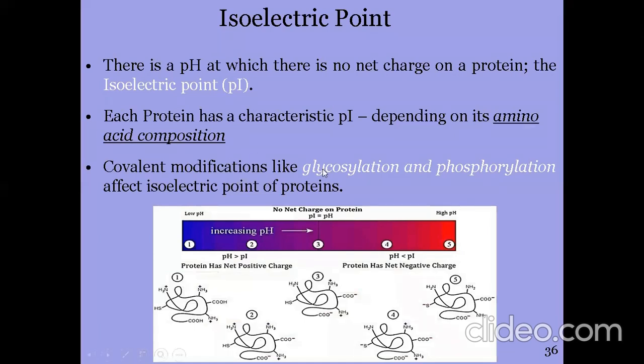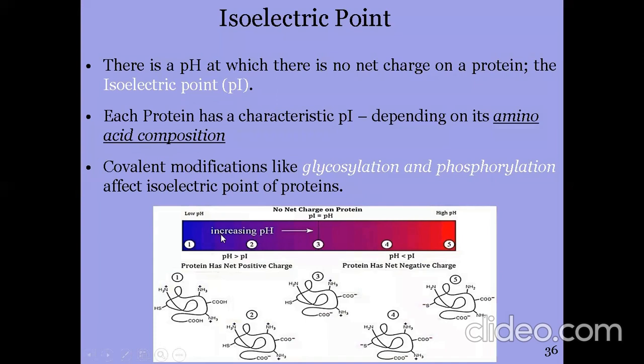So initially, in the first stage, the isoelectric point will depend on the amino acid composition. Which amino acid is there, that is important, and the covalent modification in those amino acids. If we look at the diagram, this upper panel shows the pH from 1 to 5. So this is low pH, and second, third, fourth, and then is high pH.